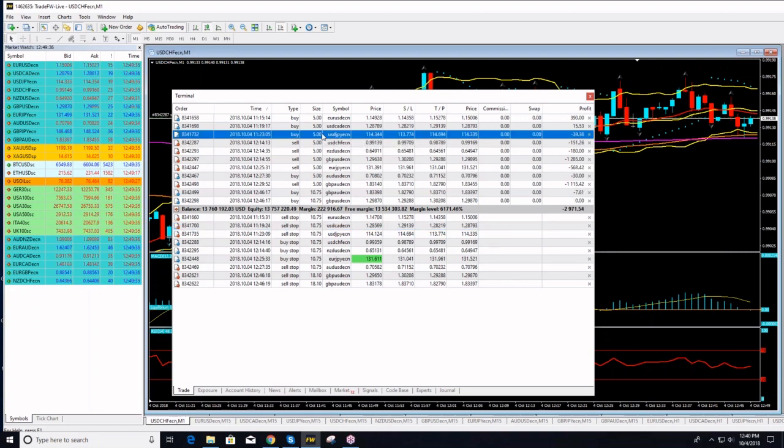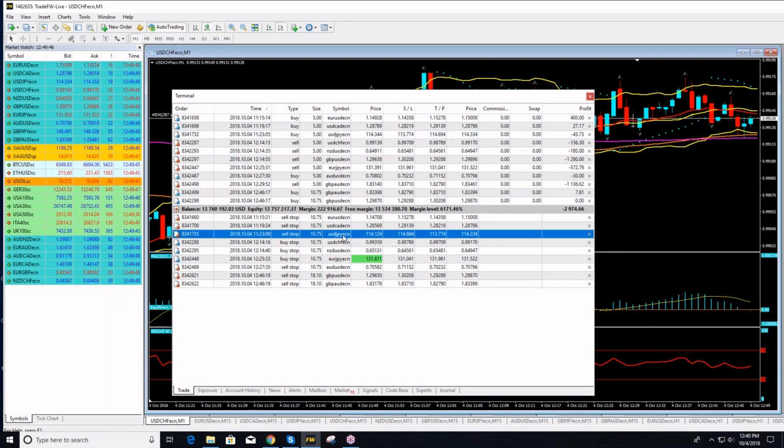Dollar yen, I have a long position at 114.344, stop loss 113.774, TP 114.694. And as you can see, I have a sell stop pending order at 114.124. The stop loss is the TP of the open position. The TP of the order is the stop loss of the open position.